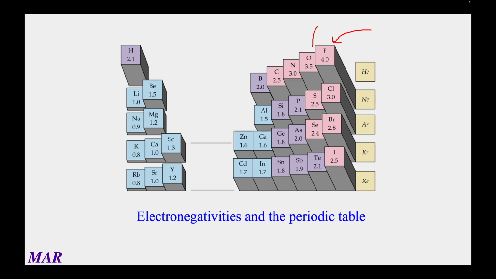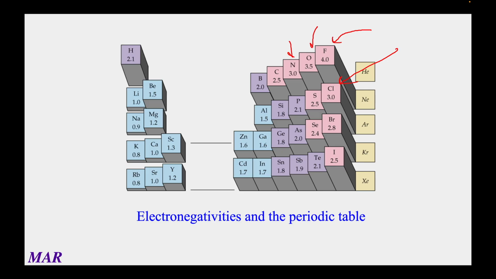Now, oxygen is number 2. It's got a value of 3.5. Not as much as fluorine. Fluorine's got a 4 value, but pretty high. And then nitrogen and chlorine are tied for number 3. They both have a value of 3, so they're also into electrons a lot.